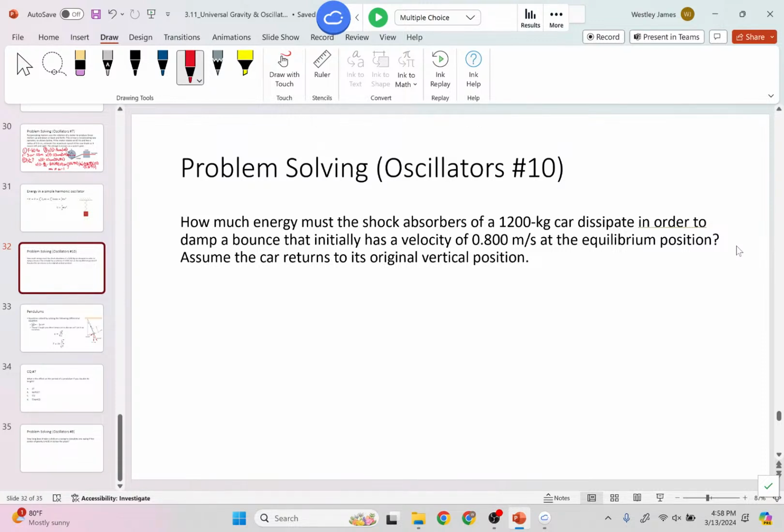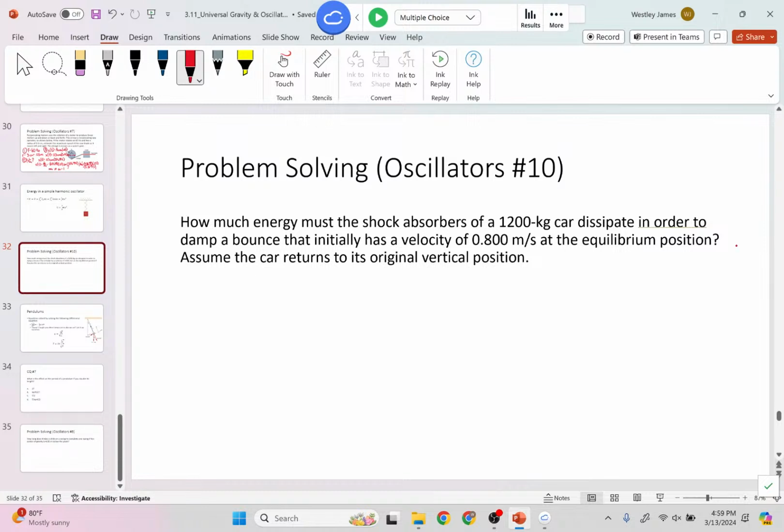So we have an oscillator. What's really cool is we see the word energy, and we see velocity. And so the question is, we're going to have to write the equation for an oscillator.